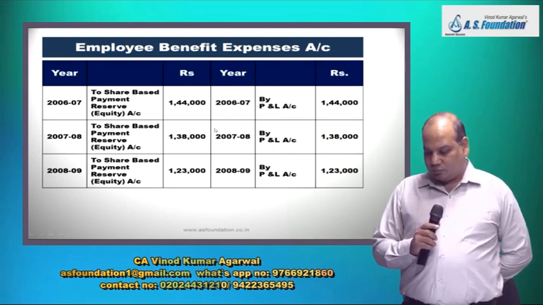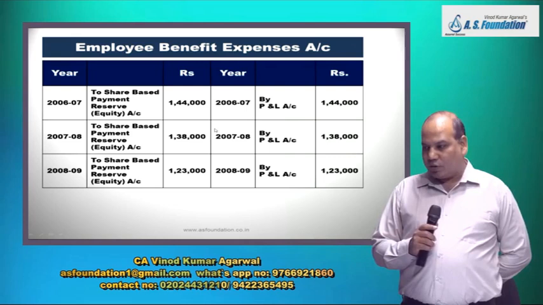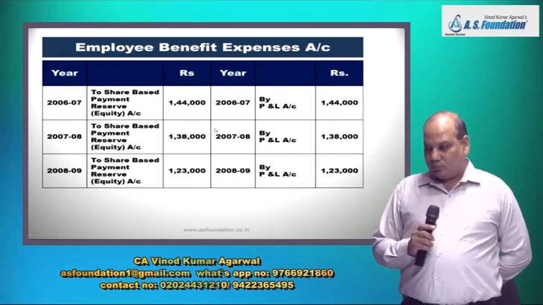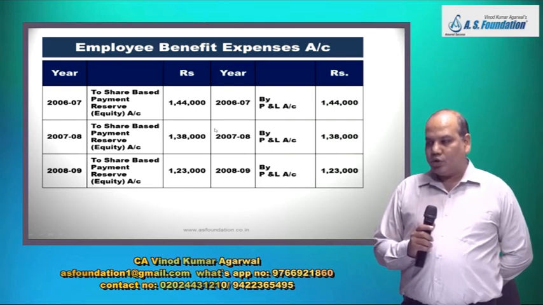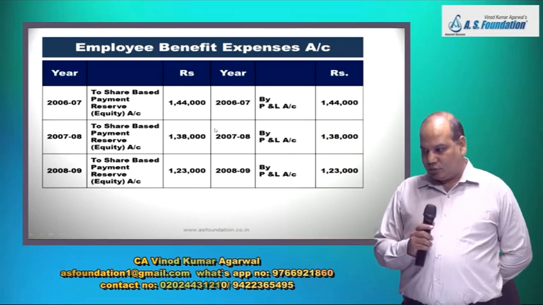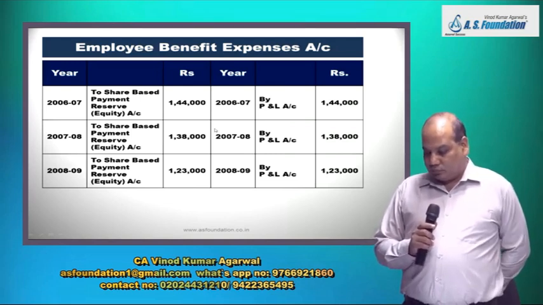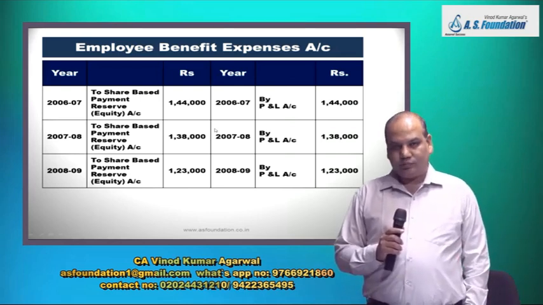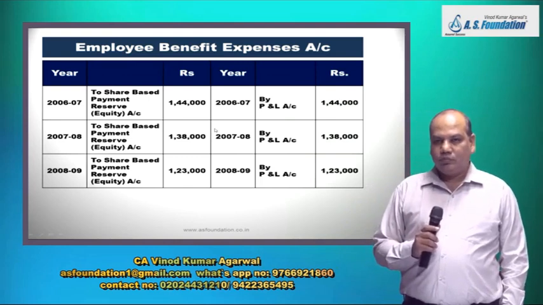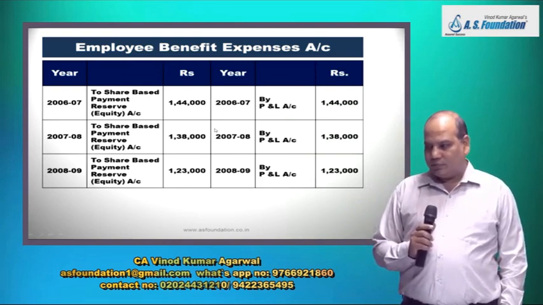Next line, 31st March 2008, employee benefit expense account debit 1,38,000 to share-based payment reserve account 1,38,000. Immediately write down P&L account debit 1,38,000 to employee benefit expense account 1,38,000.